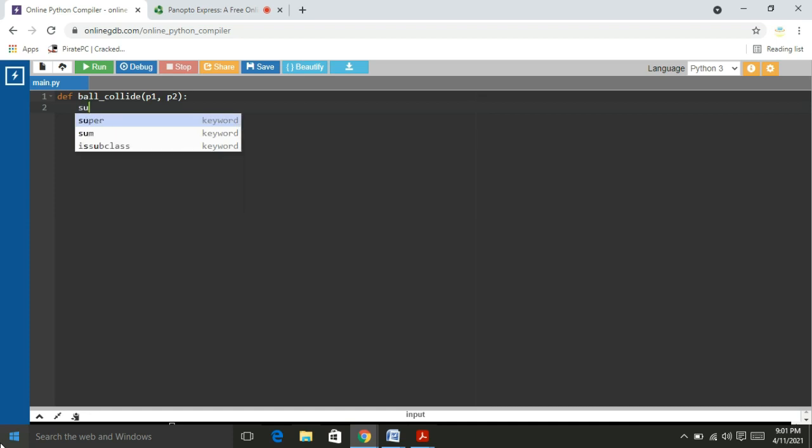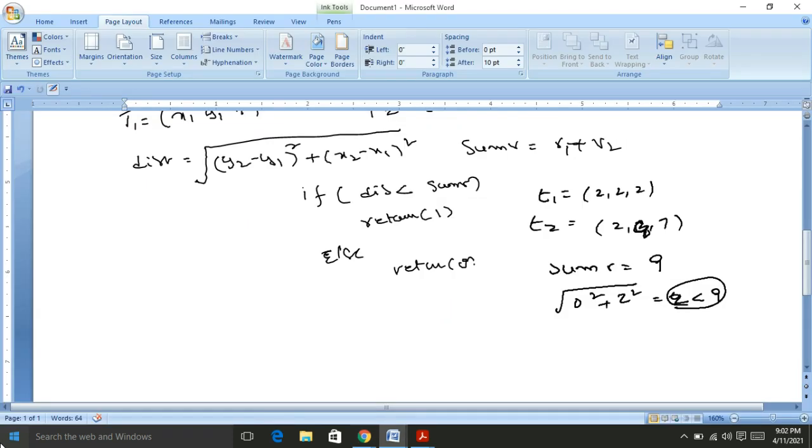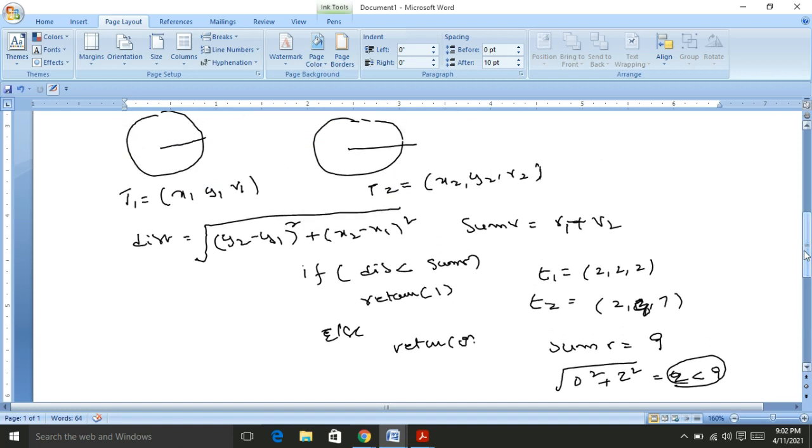That means sum r equal to, we know that the tuple is indexable. The last part of the tuple is the radii. Here we are going to be representing the last value of the tuple value is the radii. So this one is the radii.